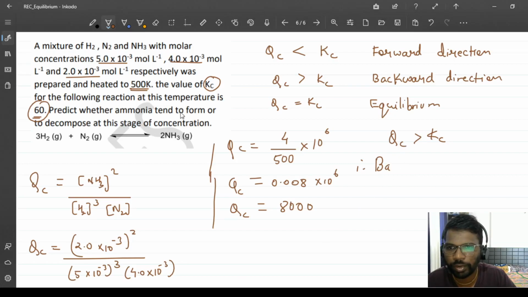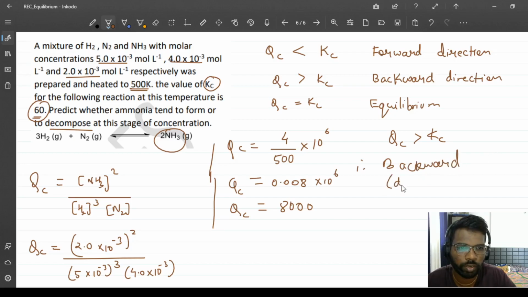Predict whether the ammonia tends to form or to decompose. So your answer is decomposition of the ammonia, meaning the backward reaction. Decomposition of the ammonia, backward, that is, decomposition of NH3 will take place.